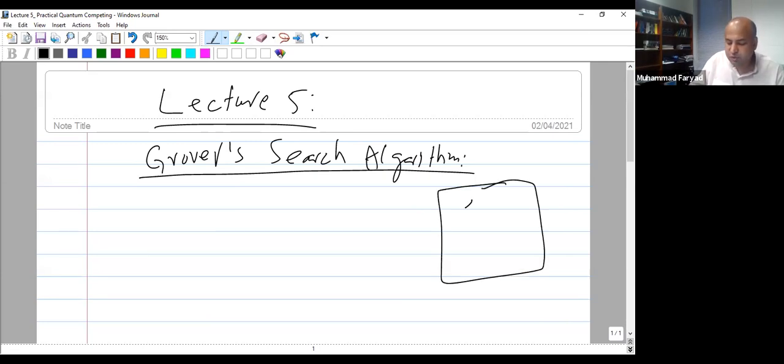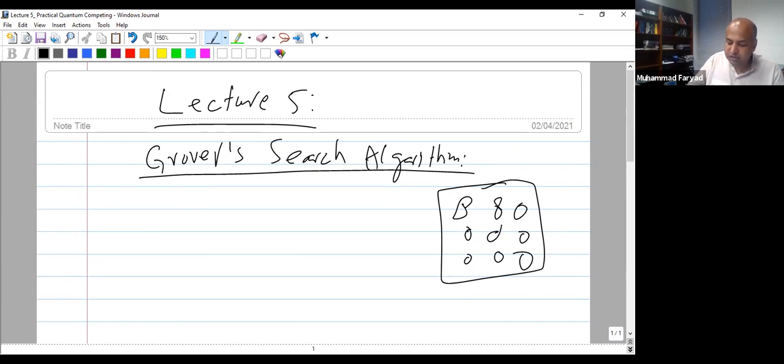For example, you have some items, some numbers, some names, some strings, or anything in a database, and the database is unstructured. So it's not sorted. If they're names, they're not sorted. If they're numbers, they're not 1, 2, 3, 4. They might be 5, 3, 2, 10, something like that. So there's no structure to this database.